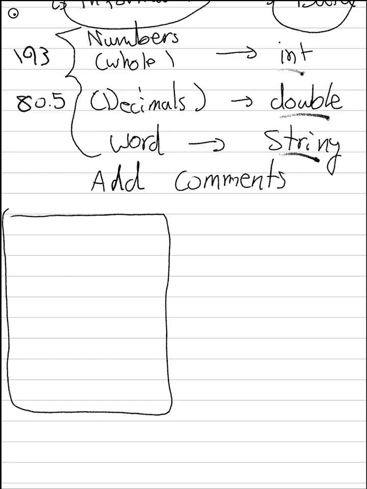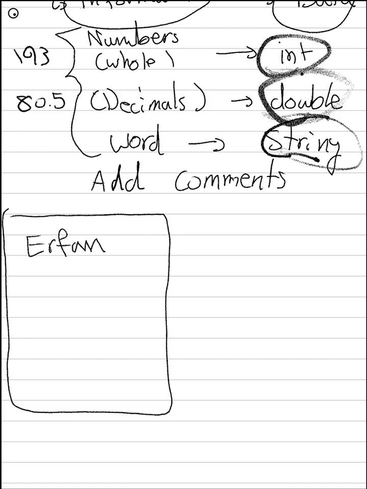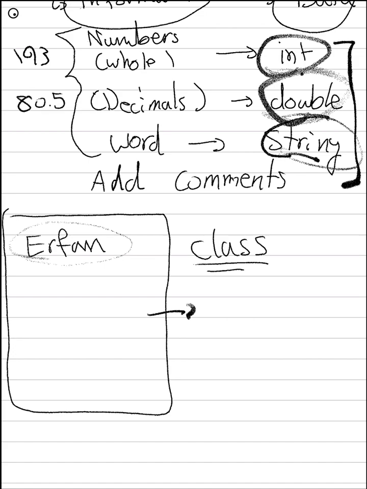Excellent. So, if we were to represent you, Irfan, we learned how to represent your name with a string, your age with an int, and your weight with a double. But how would we represent the entire person? Well, that's where classes come from. So, a class is essentially a group of a bunch of these smaller, more simple data types, and a more complex data is a class.